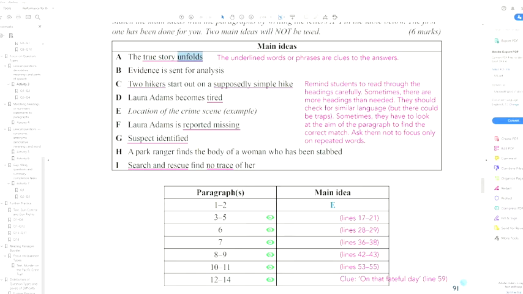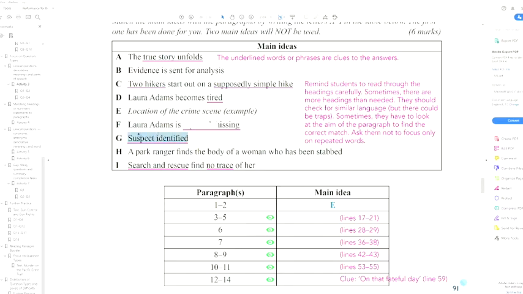Two hikers start out on a supposedly simple hike. What this would mean is that they think it's going to be a simple hike, but it is not. Laura Adams becomes tired. Right here. Again, tired would normally mean fatigued, but it could be mentally tired. Laura Adams is reported missing. That would mean that somebody tells the police that she is missing. They should go look for her.